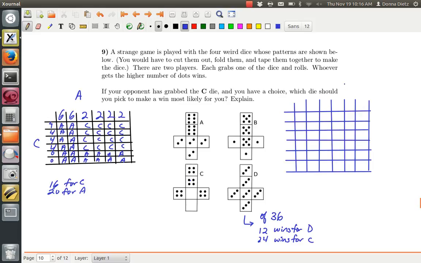Okay, A against B. So A is 6, 6, 2, 2, 2, 2, and B is 5, 5, 5, 1, 1, 1.